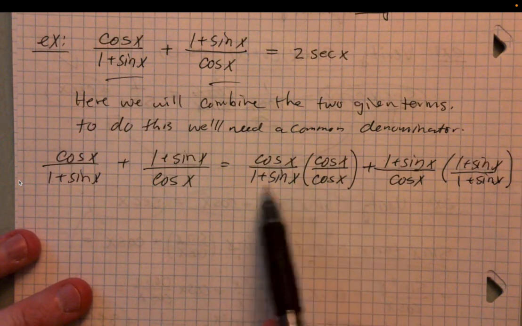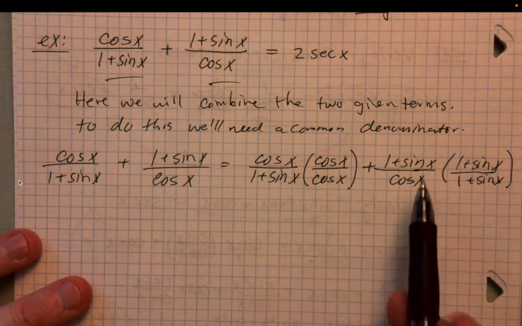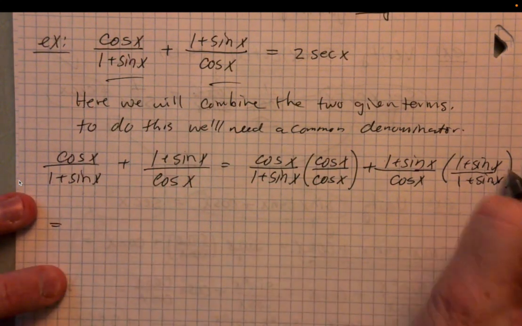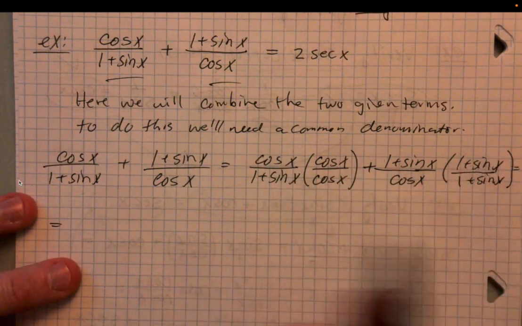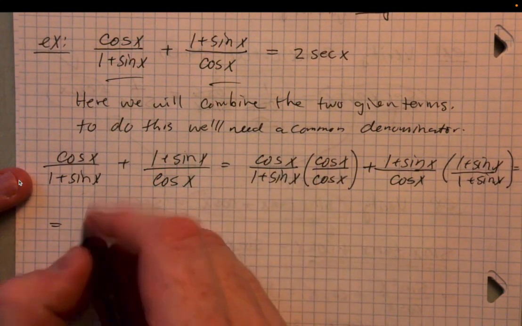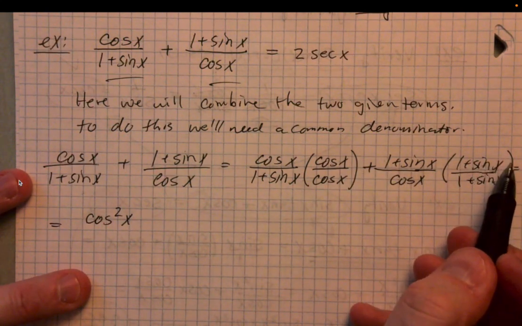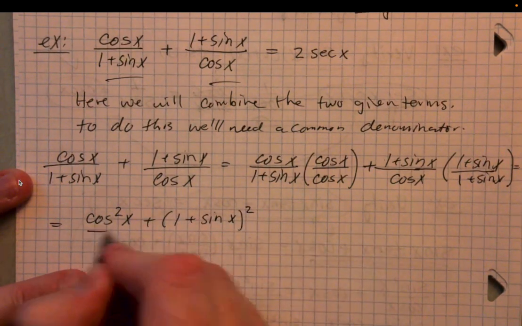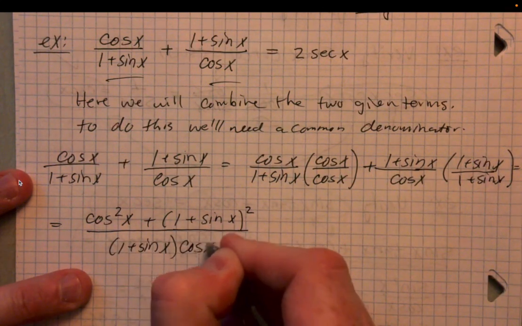The reason we do that is, as you can see, the denominator here is going to be 1 plus sine x quantity times cos x, and then you'll have the same thing over here, 1 plus sine x quantity times cos x. In one step, I'm going to combine the denominators, and then write all of the terms in the numerator as a single expression. So I've got cos x times cos x, so that's cos squared x. And then I've got 1 plus sine x times 1 plus sine x, and so that is 1 plus sine x quantity squared, and then the denominator is 1 plus sine x times cos x, like so.